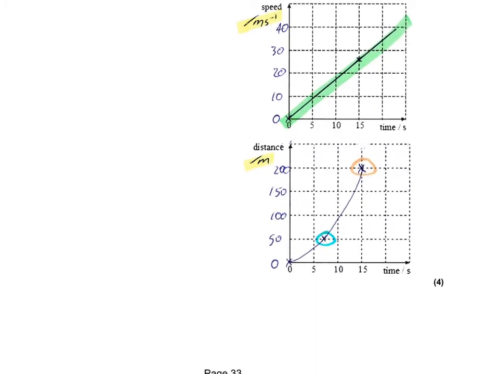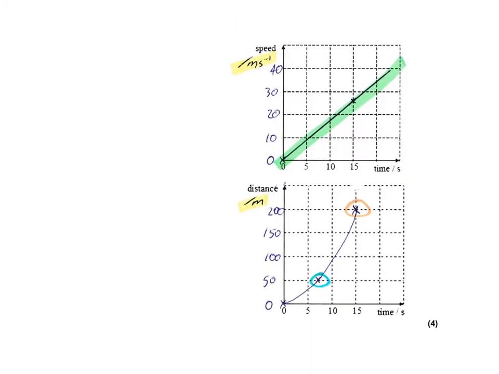Finally, trickier one is the distance. Now we know that the gradient of the distance time graph gives me the speed. With the speed constantly increasing, that tells me straight away that the gradient of the distance time graph must be increasing, so it has to be an upward curve. We worked out at 15 seconds 200 meters, and at 7.5 seconds 50 meters. We also knew, of course, that at the start there was no distance travelled, so I've got those 3 points. I know I've got to have an upward curve. It's got to look like that.